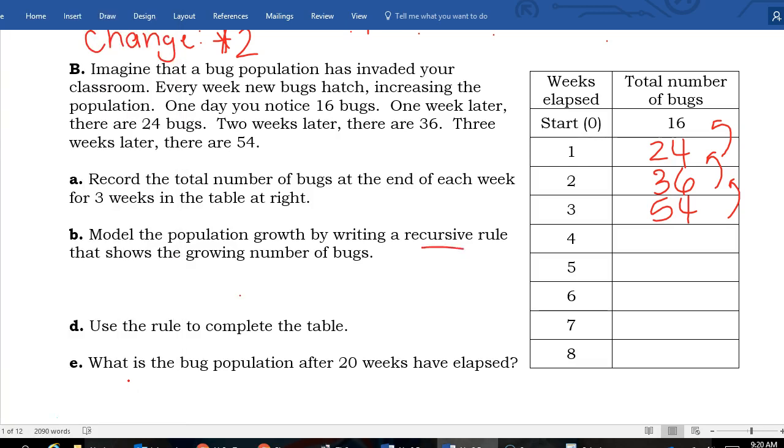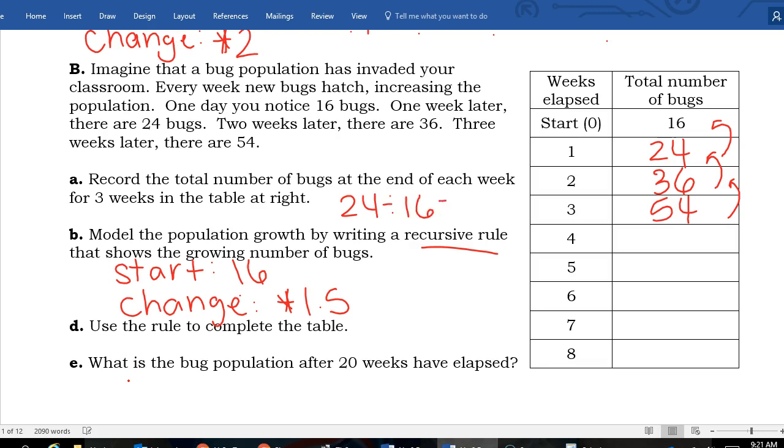So my recursive rule needs two things. Where do I start and how do I change? This example started with 16 bugs as soon as I took notice, and the way that it changes is we are multiplying by 1.5. And I'm going to write this up here just so we know how we got that 1.5. 24 divided by 16 was 1.5.